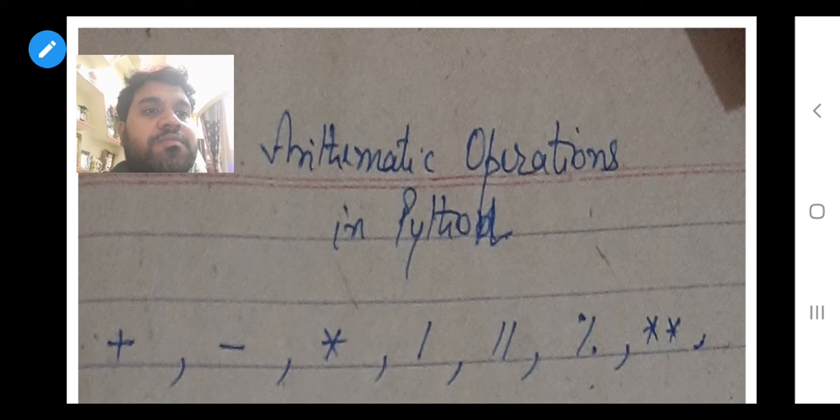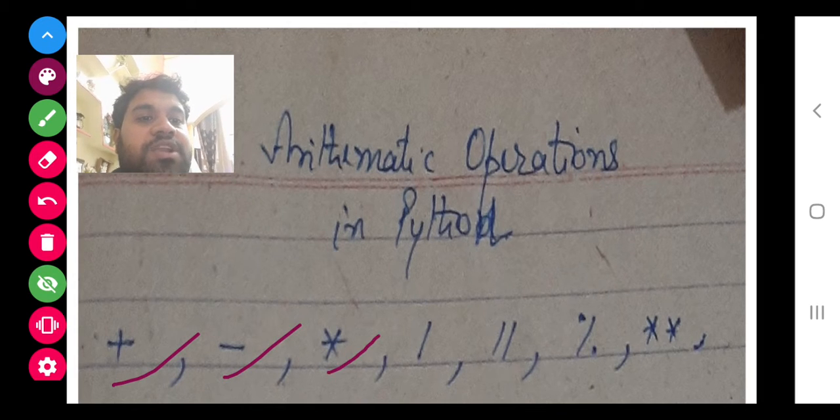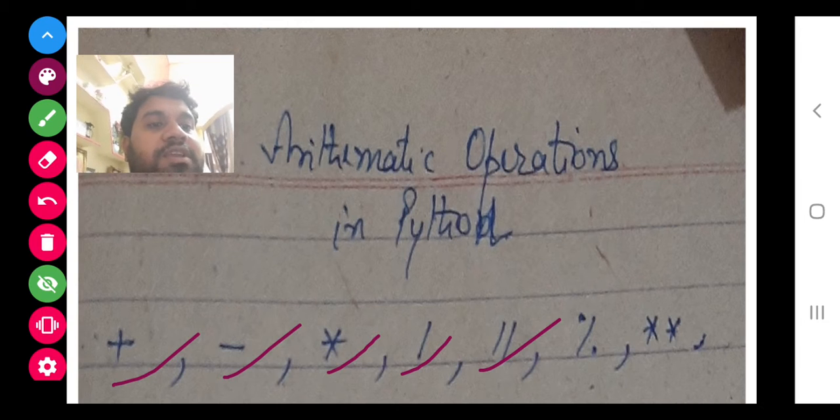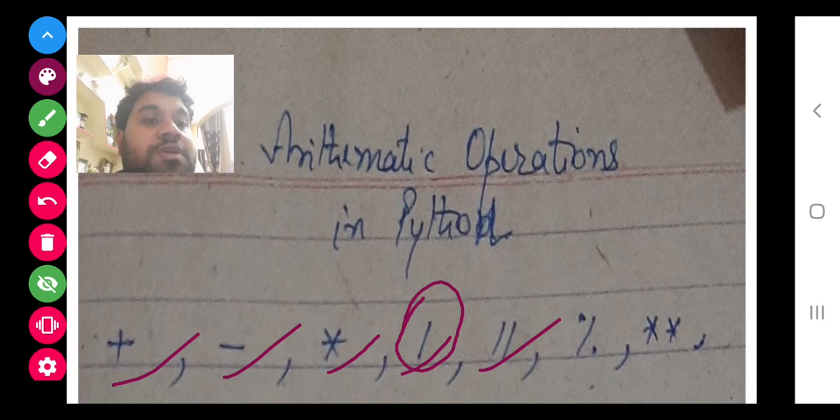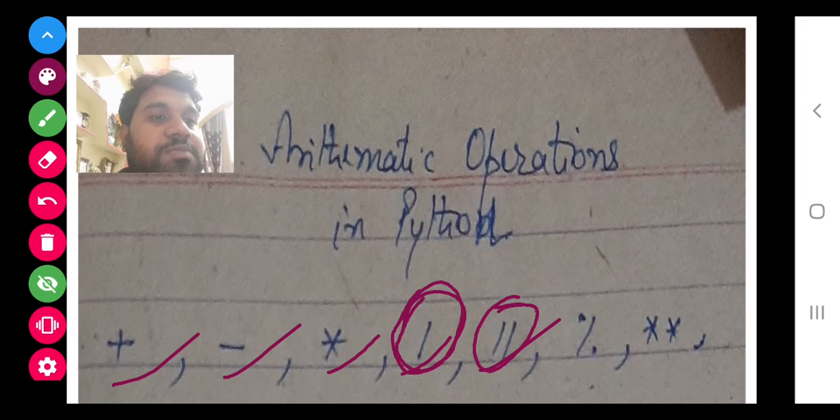Class, first of all, the arithmetic operators are plus, minus, multiply, divide, double divide. Divide gives a decimal value result and double divide gives the integer value result. For example, 5 divided by 2 will give 2.5, but 5 double divided by 2 will give only 2. That is only the quotient part of it. This is to get the decimal, and this is to get the quotient only.